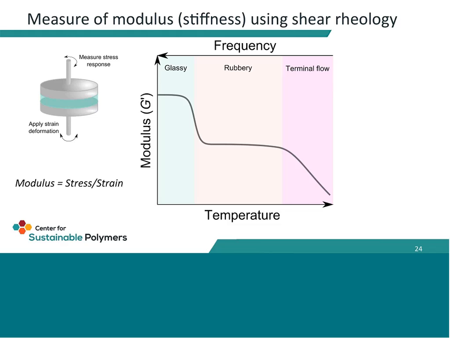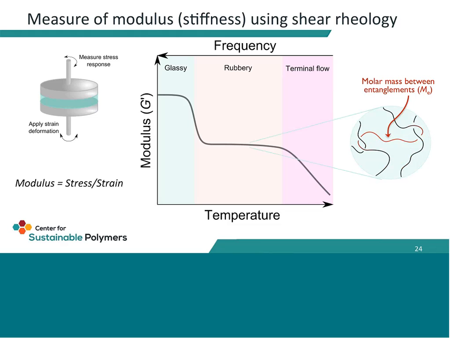The interesting thing about polymers, actually, is that there's another regime where the material also behaves as a solid, albeit with a lower modulus or a lower stiffness. And this is actually due to entanglements between the polymer chains. These entanglements act as physical crosslinks, so when we're doing rheological measurements, we can probe these physical crosslinks in the polymer.